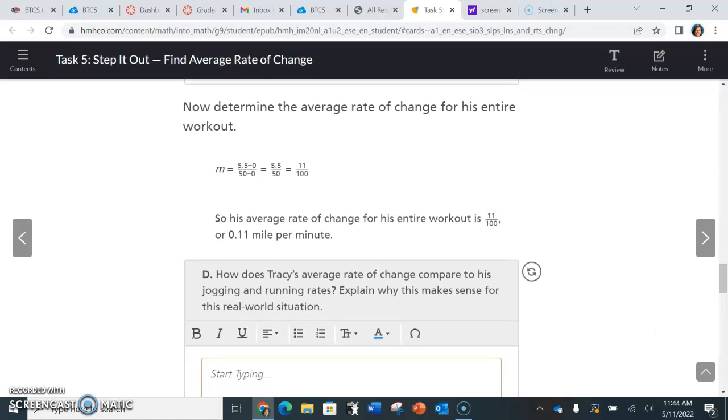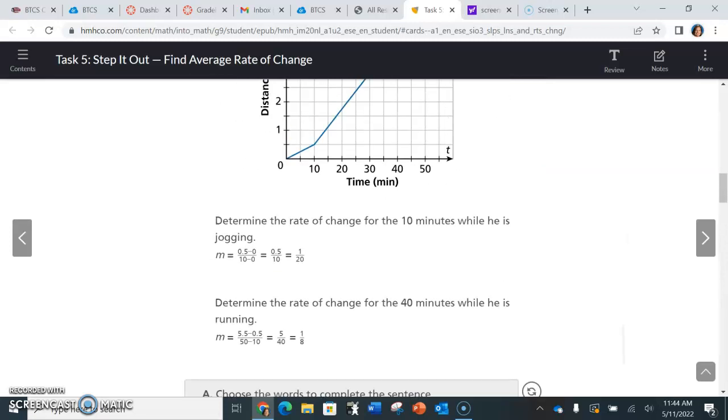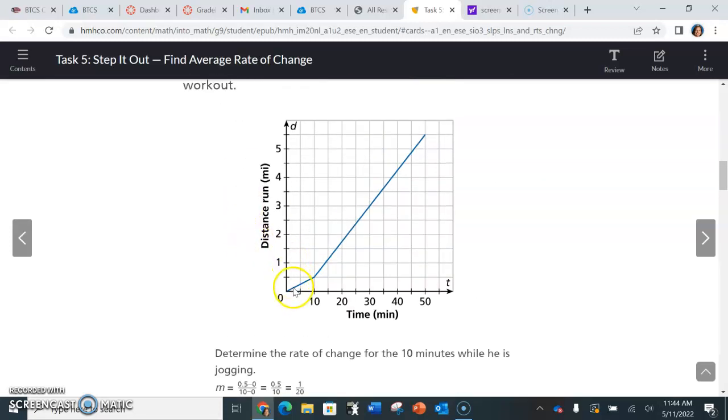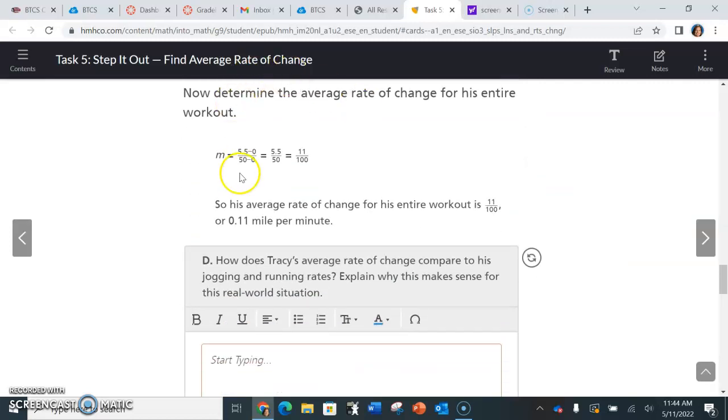All right, now determine the average rate of change for his entire workout. All right, so for the entire workout, would use the first point on the graph and the last point on the graph. So if you want to find the average rate of change for his whole workout, you're going to use 0, 0. And the 50 and the 5.5. So that's why they chose these 2 points here. And that average rate of change would be 11 over 100. So his average rate of change for his entire workout is 11 over 100 or 0.11 miles per minute.